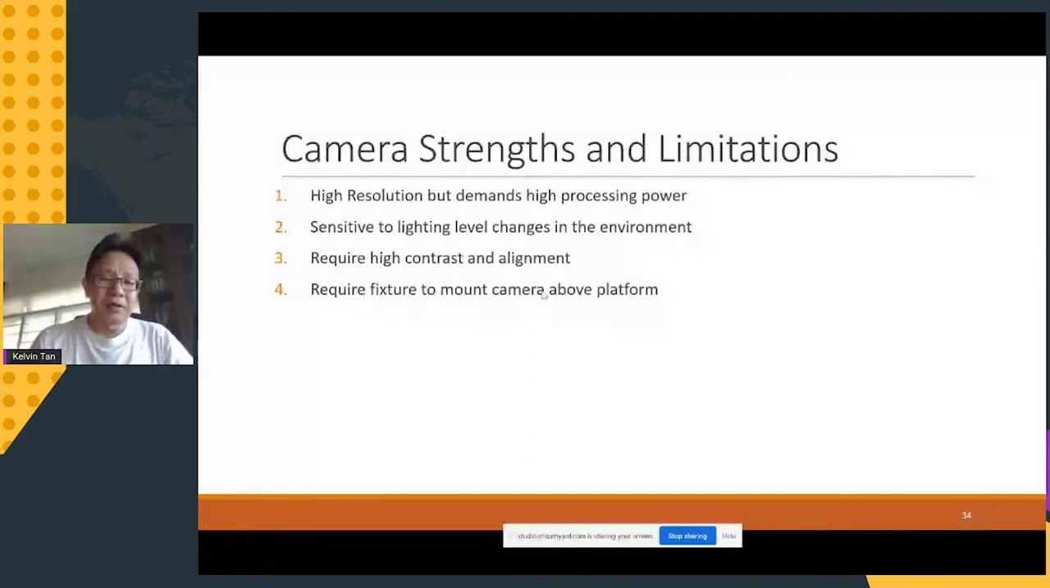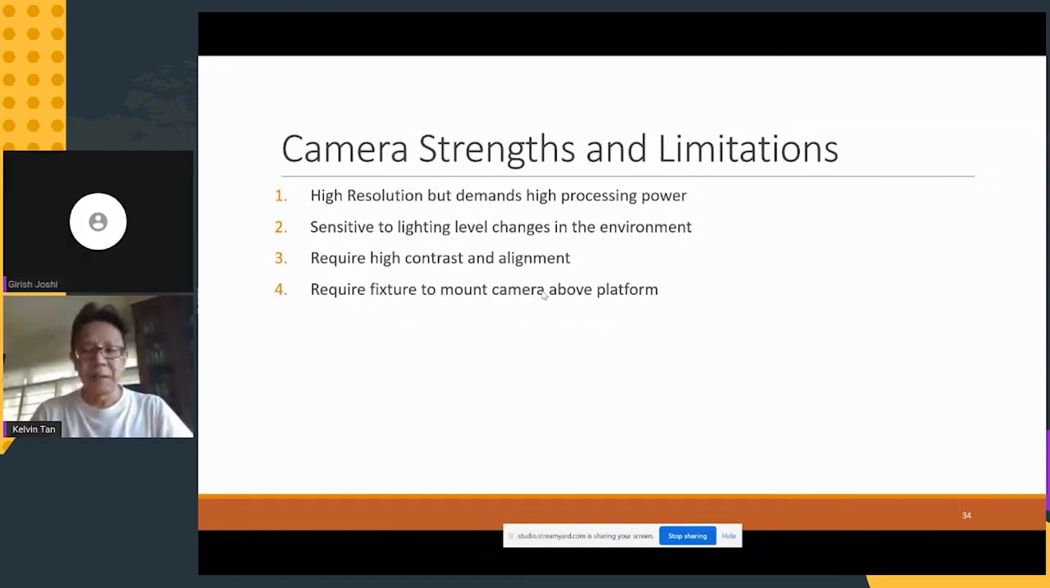Because of that, we have to think about the fixture to mount the camera above the platform. It has to be high enough to capture a good view, without shadows from the walls. That also blocks easy observation of the stage from the viewers.